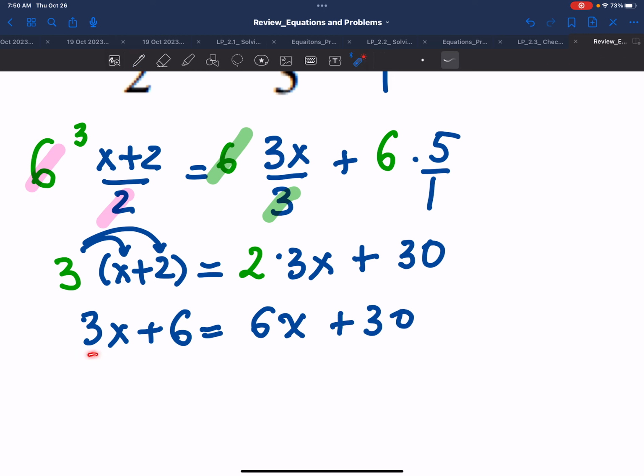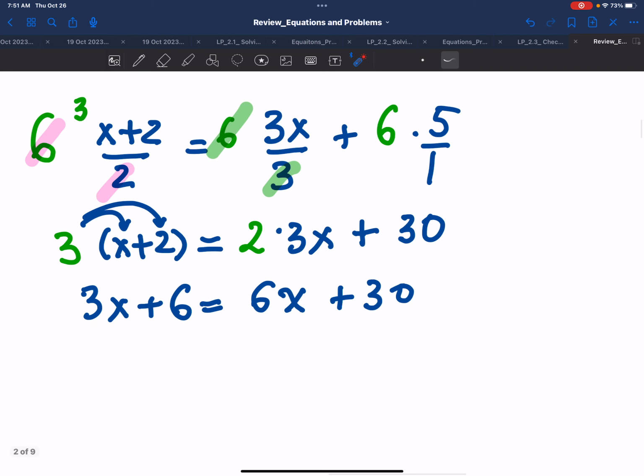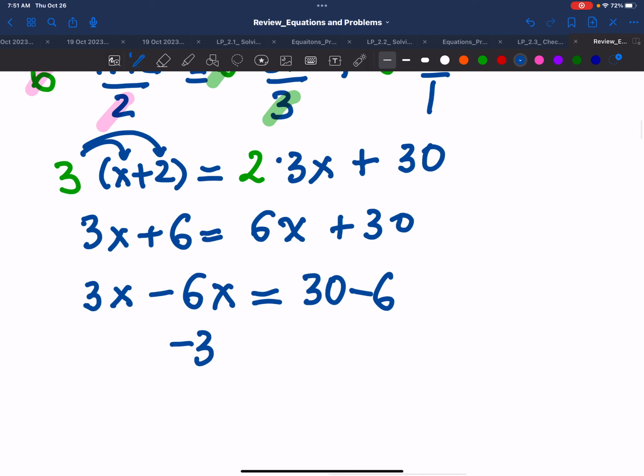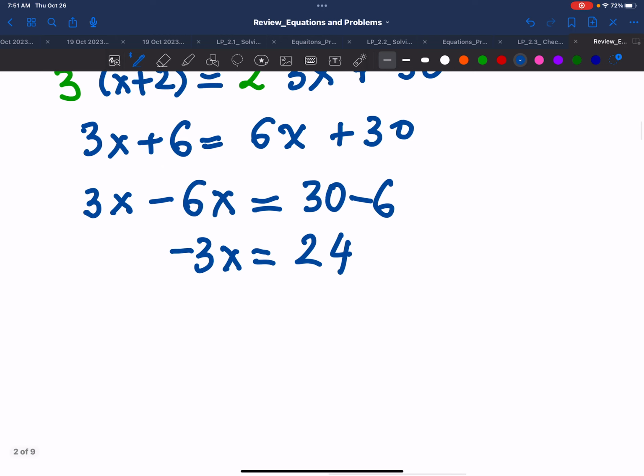So I have one variable term and one constant term. So take the variable terms to one side. Left is my favorite, and that's not a secret. Okay, 30 minus 6. So that would be negative 3x equals 30 minus 6, 24. Isolate x from negative 3, so divide both sides by negative 3, and x equals negative 8.